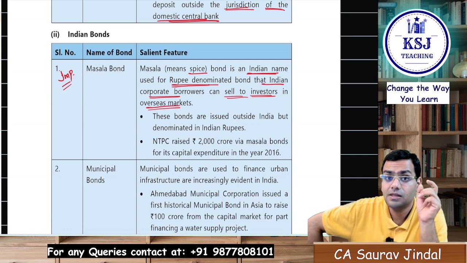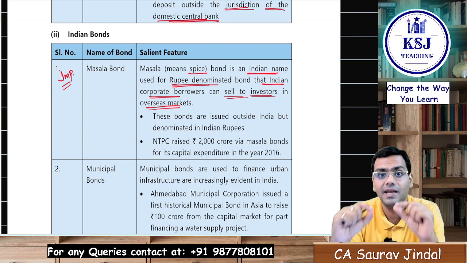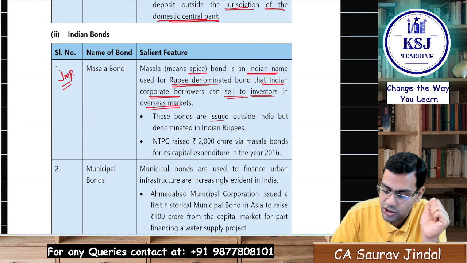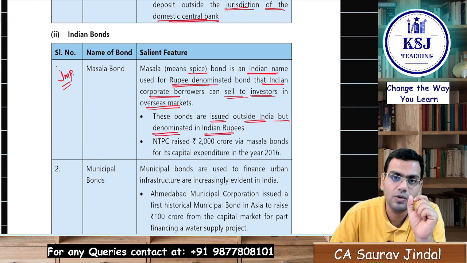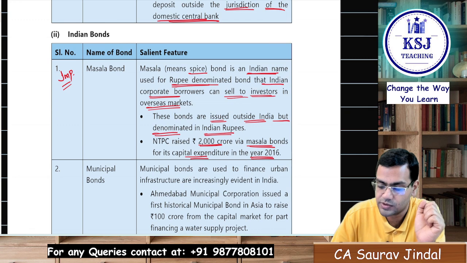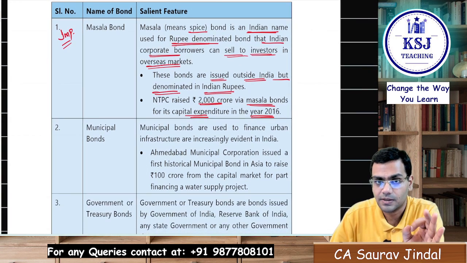Right? This is the bond that is issued outside India but denominated in the Indian currency. These bonds are issued outside India but denominated in Indian rupees. NTPC raised 2,000 crore via Masala bonds for its capital expenditure in the year 2016. So you have to remember the main points here.